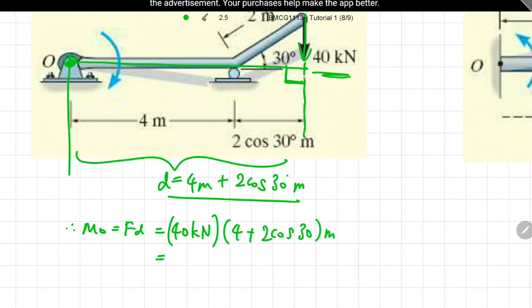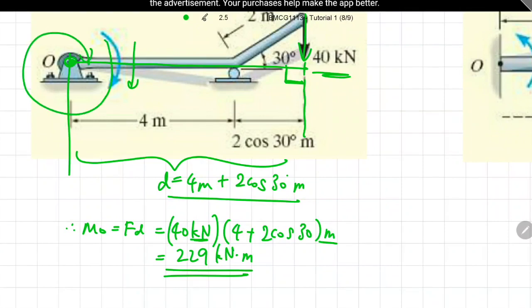The corresponding magnitude would be 229. What is the unit? Okay, just now we used kilonewton for the force and the distance is in meters. So the unit is kilonewton meter. So let's check out the direction. So this kind of force will create a clockwise kind of direction. So please include that in your final answer as well.